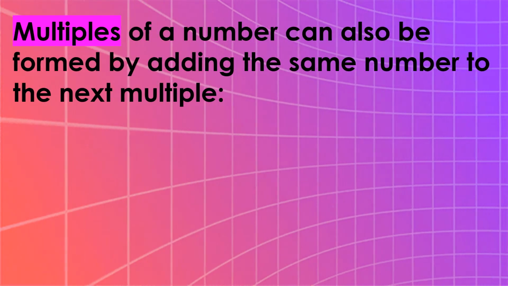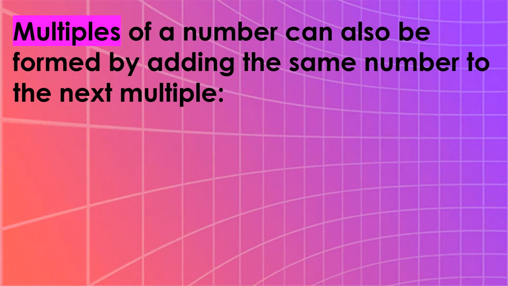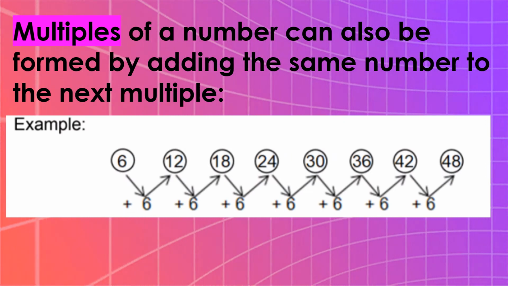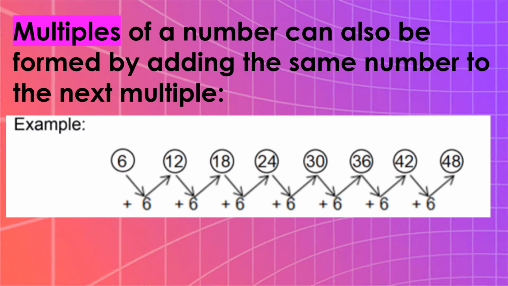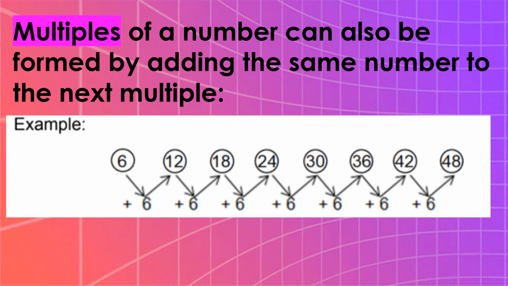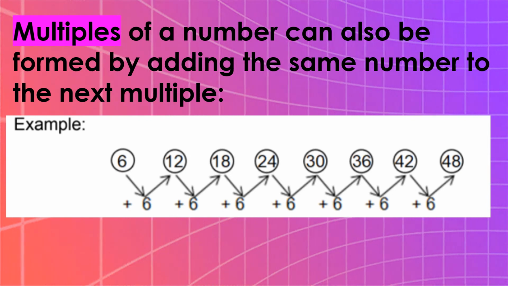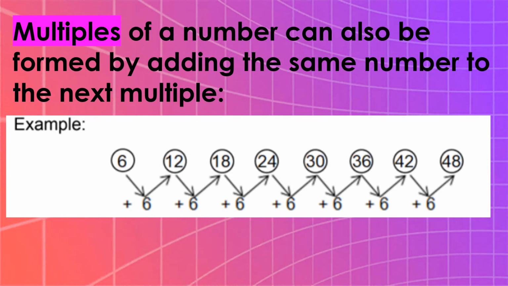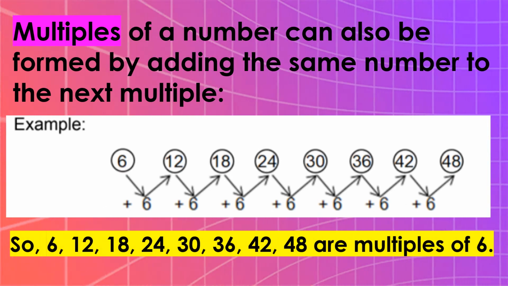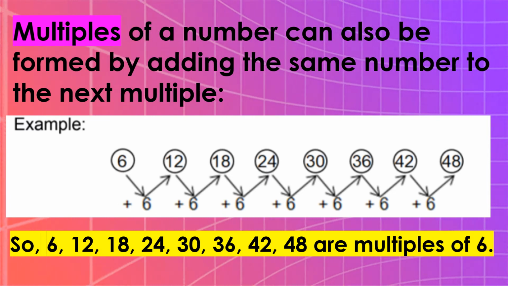So remember again, multiples of a number can also be formed by adding the same number to the previous multiple. So let's have here the example. This is a multiple of 6. Why? Because the difference between the two numbers is the same. So this is a multiple of 6, by continuing adding 6 until you reach the end. So in this example, this is a multiple of 6, and the fifth multiple of 6 is 30.